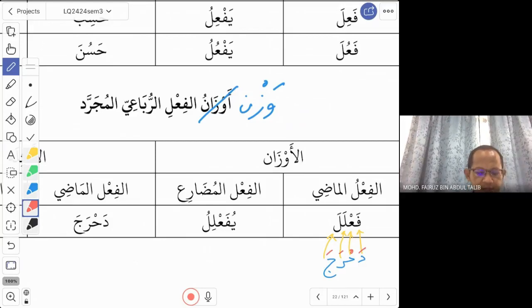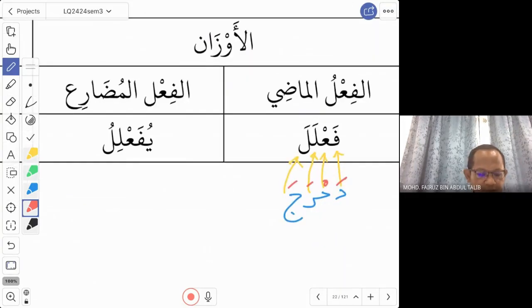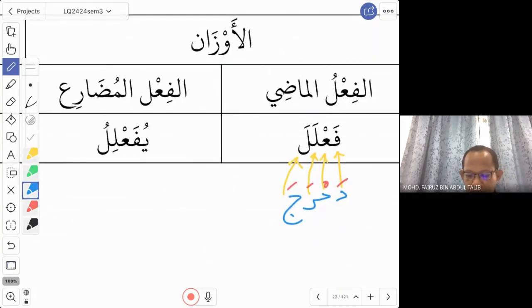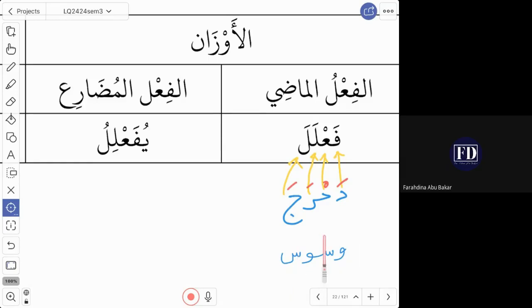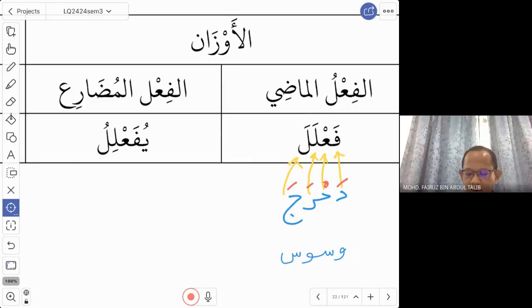I give you another fi'l. So please read. How do you read this word? So I give you a clue that this is a 4-letter fi'l, mujarrad. Now, how do we read this? Waswasa. How do you know it is waswasa and not waswisa and not wuswus or waswus? Because it follows the wazan. Because I have given you the clue that this is a fi'l.